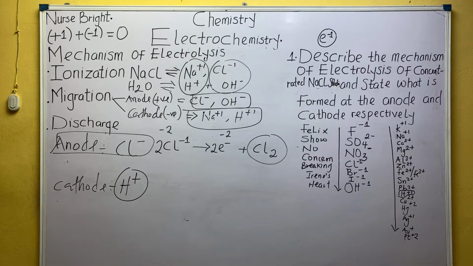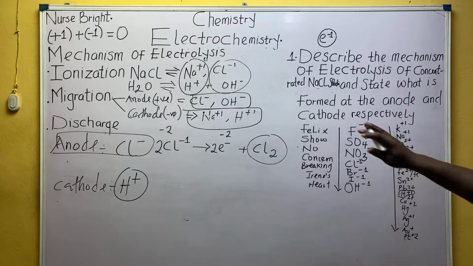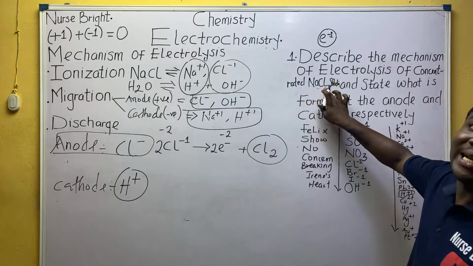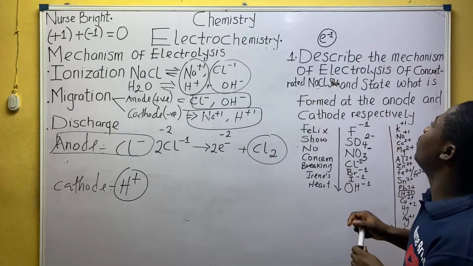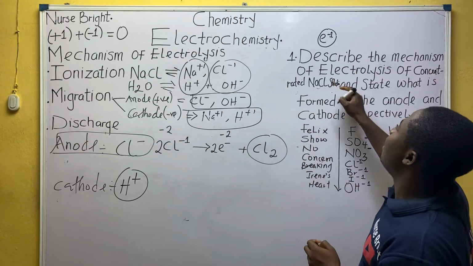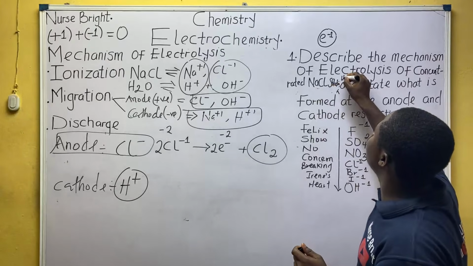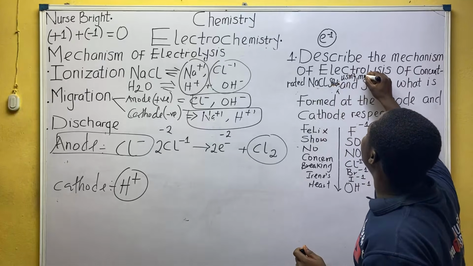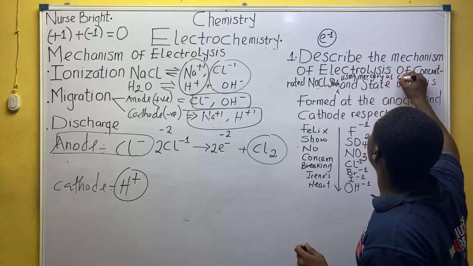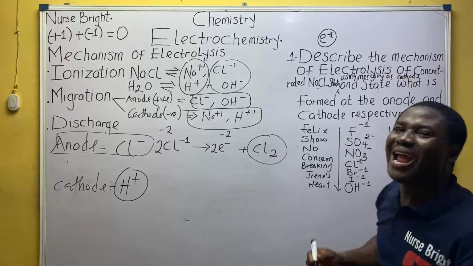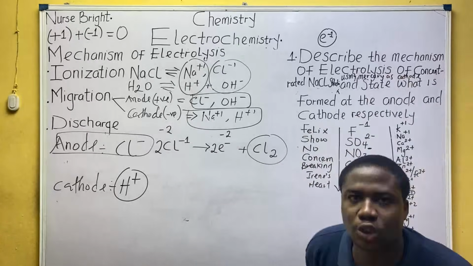This time around, we're going to pay reference to our anode, our cathode. The question you will see here, you now pay reference to your cathode. It says, describe the electrolysis of concentrated sodium chloride. It is still concentrated, using mercury as cathode, guys. So this time around, we are using mercury as cathode.